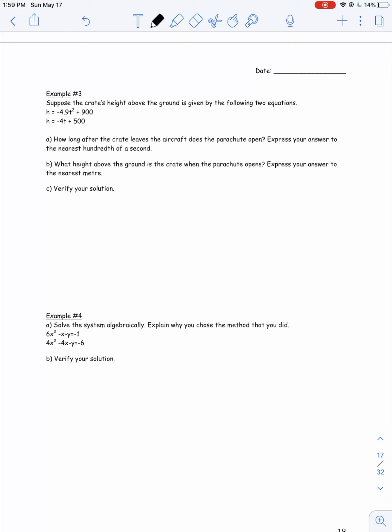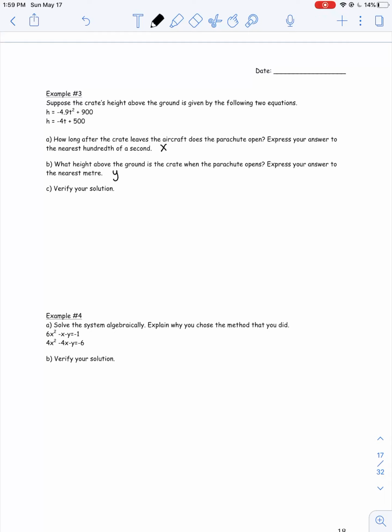So we again want to find out how long, so that's the time that they're going to intersect, and B, they want the height at when it's going to open, so that would be the y coordinate. So this is asking for the x coordinate of the intersection, and this is the y coordinate of the intersection.